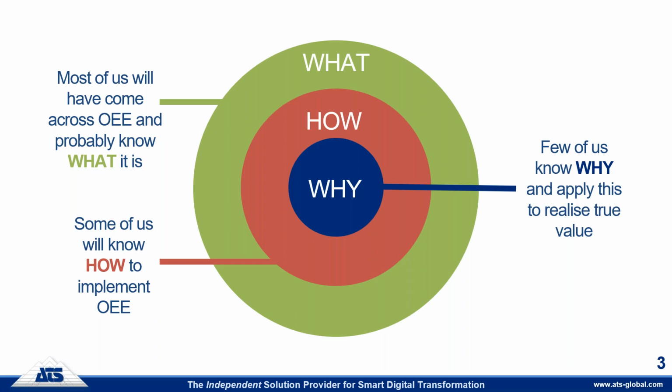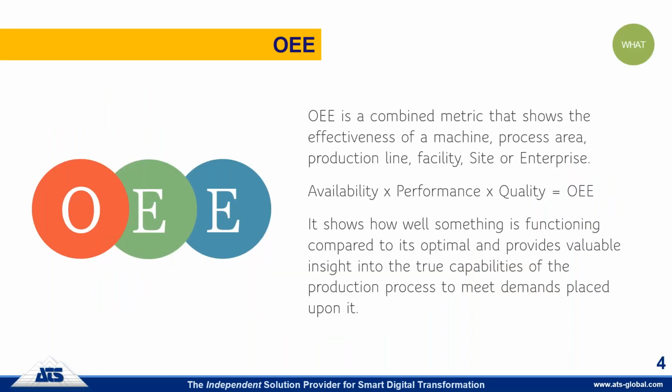So let's start off by looking at what OEE is now. Often we see OEE as a single number, something like 65%, or if your production process is really good, then perhaps around 85, 90%. But there's more to OEE than just this headline number.